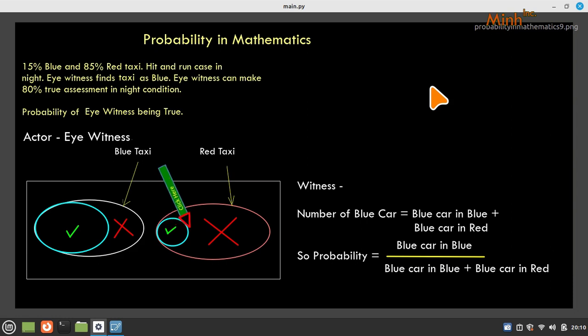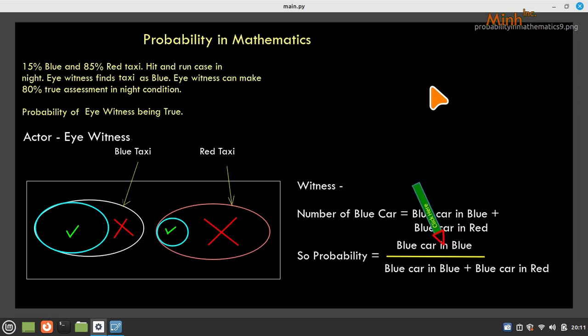But in the red taxi, a few taxis he is identifying as blue, and the rest he is identifying as red. So anyway, red taxi we are not interested in. And here, even though it is blue, it is gone out of the scene. Now, as per the eyewitness, I mean the probability of the blue car: how many blue cars is the eyewitness finding? Blue car in blue taxi, and blue car in red taxi.